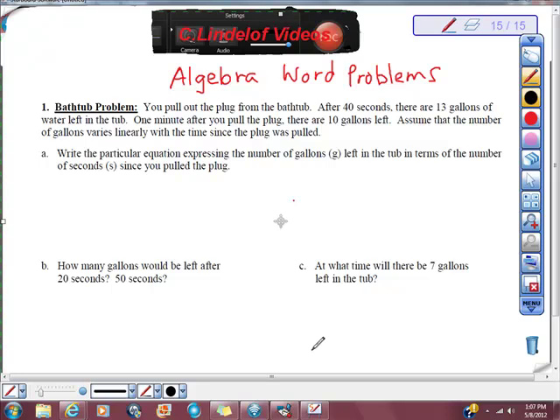You pull out the plug from the bathtub. After 40 seconds, there are 13 gallons of water left in the tub. 1 minute after you pull the plug, there are 10 gallons left. Assume that the number of gallons varies linearly with the time since the plug was pulled.